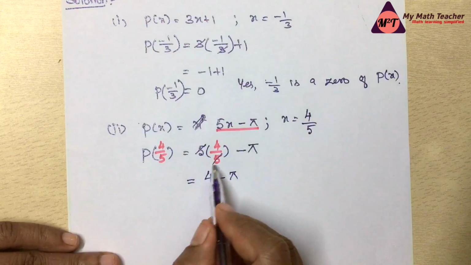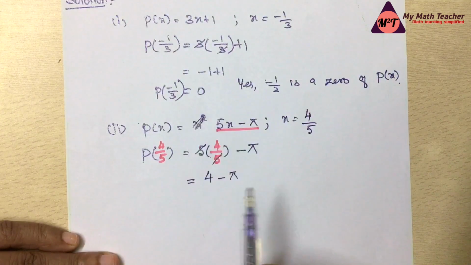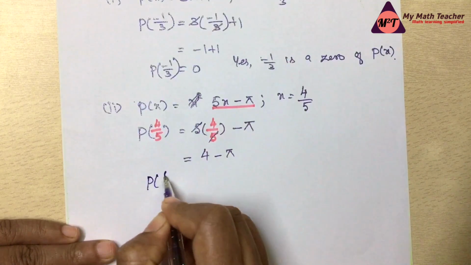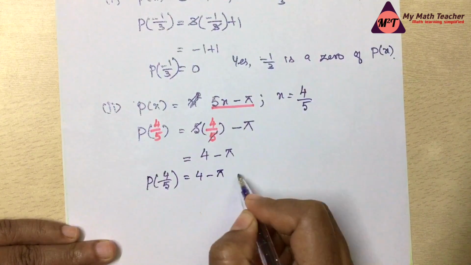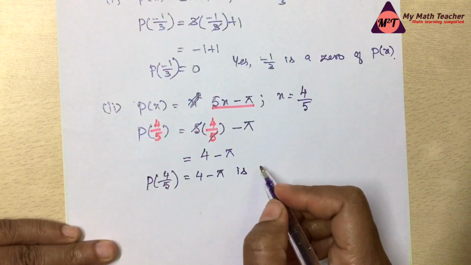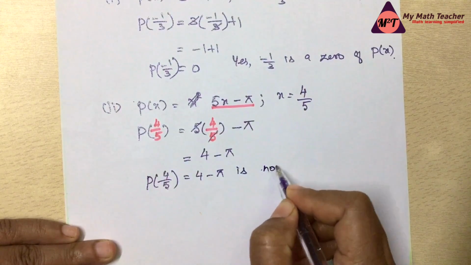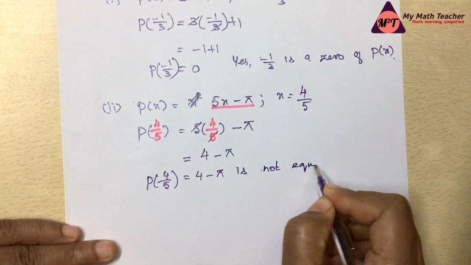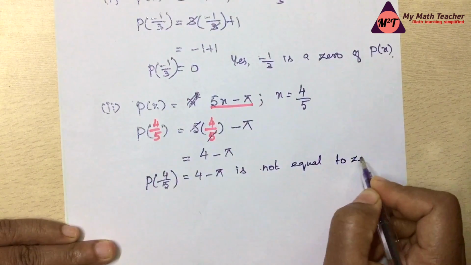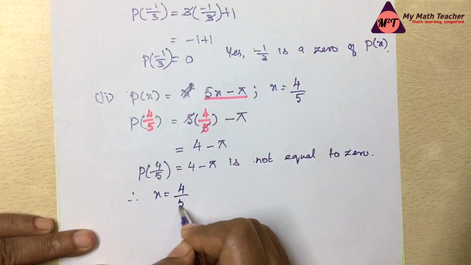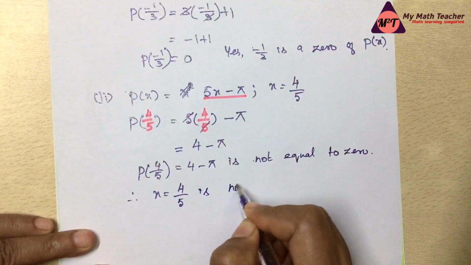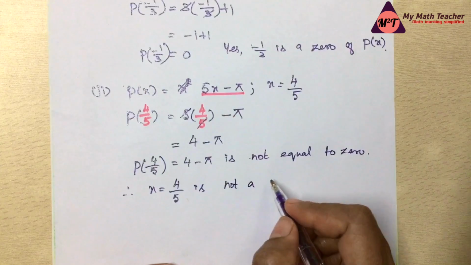Now we can see 4 minus pi is not equal to 0. We can write p of 4 by 5 is 4 minus pi, which is not equal to 0. Therefore, x is equal to 4 by 5 is not a zero of p of x.